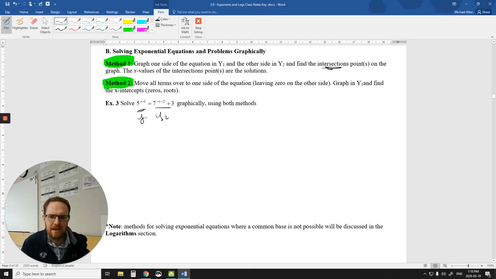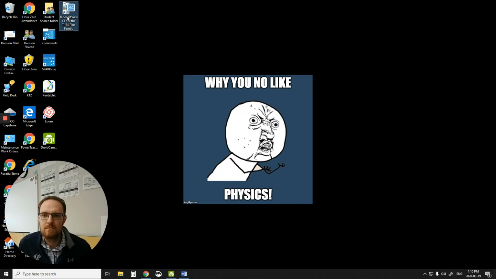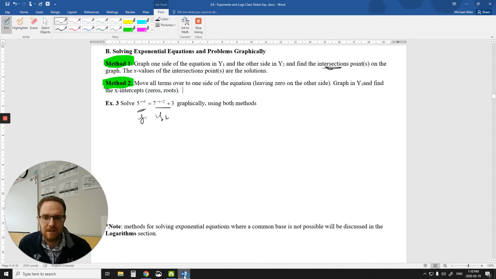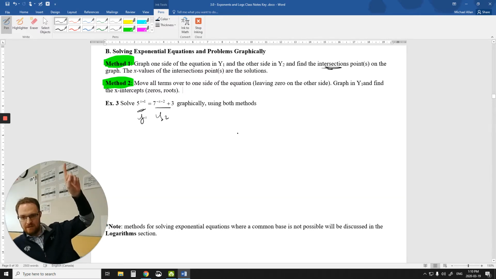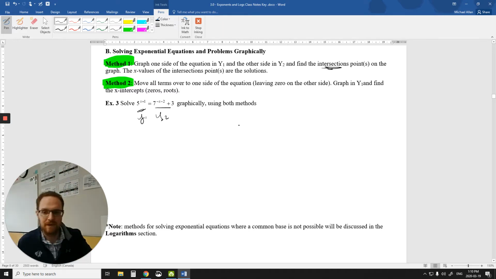Maybe rather than using Desmos here, I'm just going to use our little emulator. I'll load that up in the background while we get this set up here. Method 2 requires us to move everything to make it equal to 0. So that's like solving a polynomial, like factoring, or using the quadratic formula, which would be right above my head. You can't really see it too well, but that's where the quadratic formula would be. So we could use that method as well.